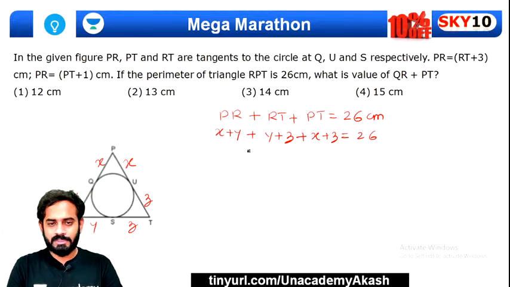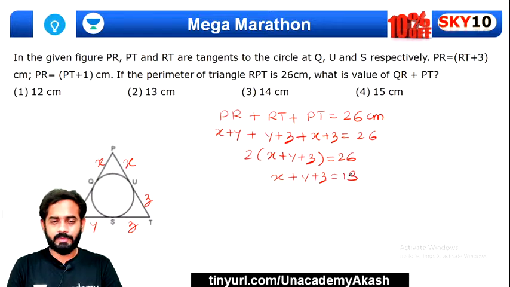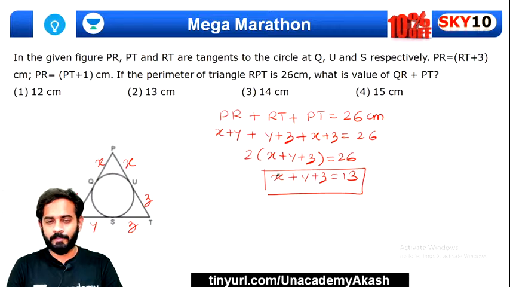So this is twice x plus y plus z is equal to 26. Now if you divide this by 2, x plus y plus z, you will get 13, right? Now what is the question? The question is, what is QR plus PT?